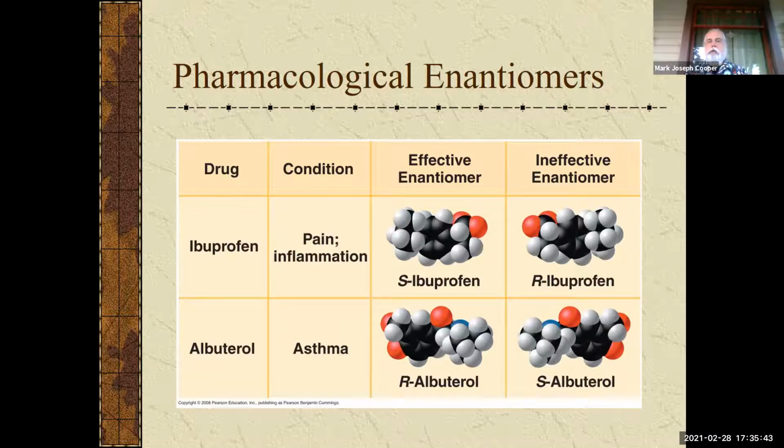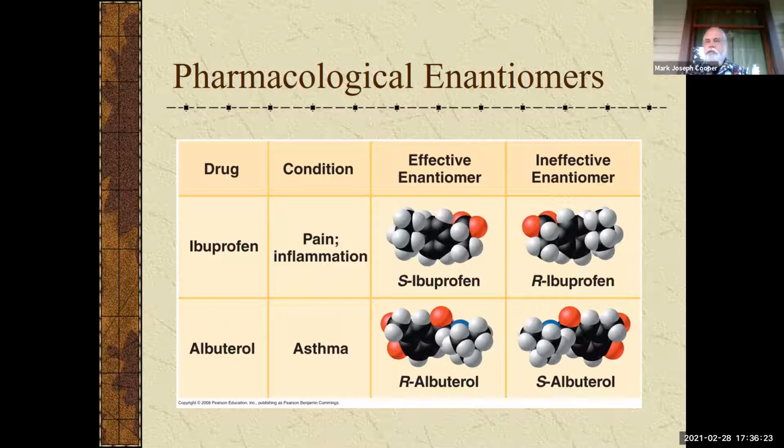So here, ibuprofen, that is a pain killer. And it turns out the effective enantiomer is the left-handed one, and the ineffective is the right-handed. So as a pharmaceutical company, obviously I get both, but I want to have the left-handed one. Albuterol is used for asthma. It opens up the airways. And again, just to show you, the effective one this time is the right-handed one, whereas the left-handed one is ineffective. So again, when I'm making it, the problem is I'm getting both, but I want the right-handed.